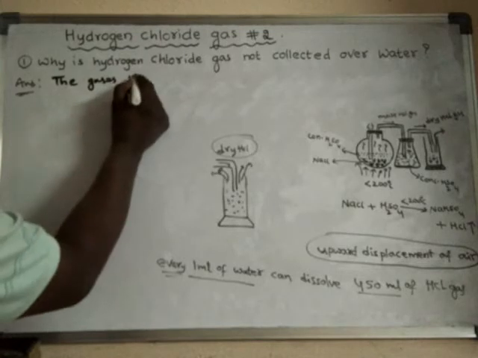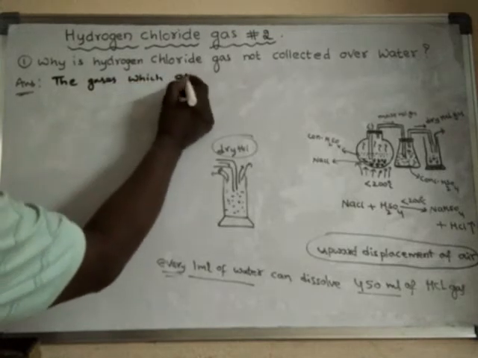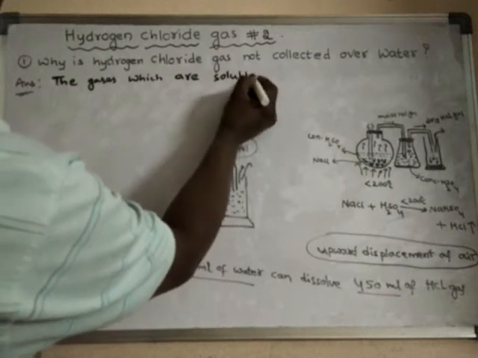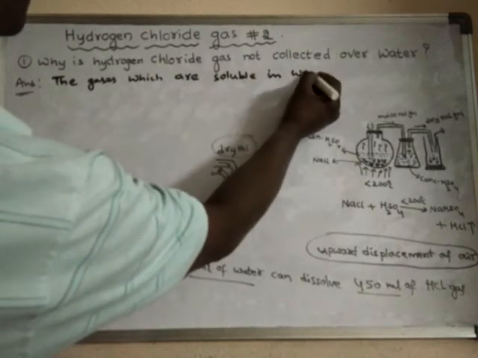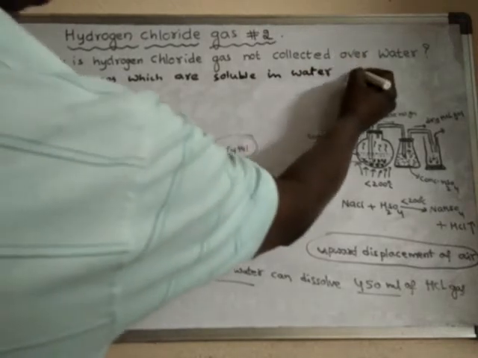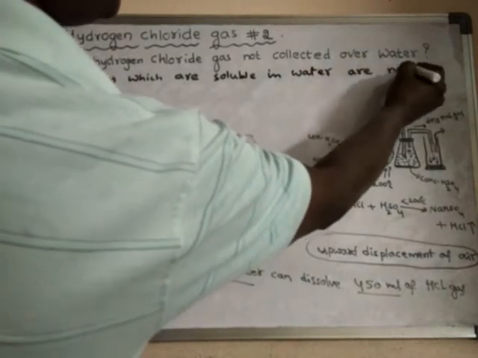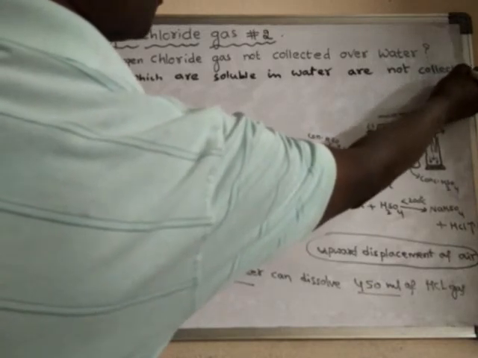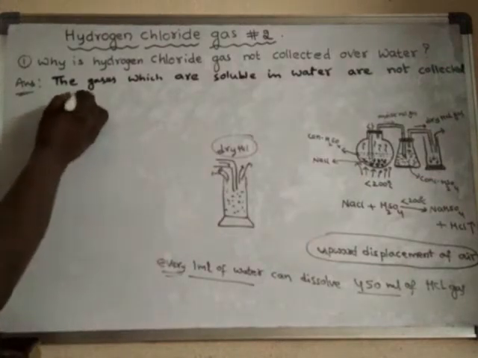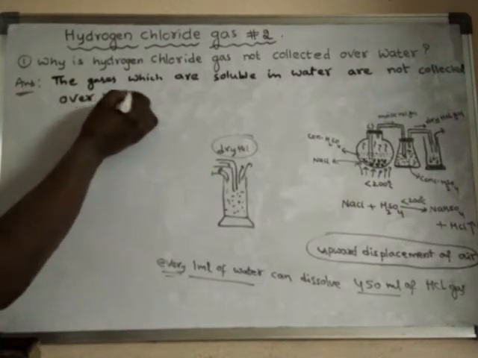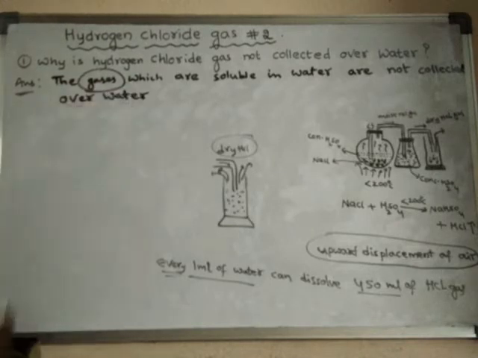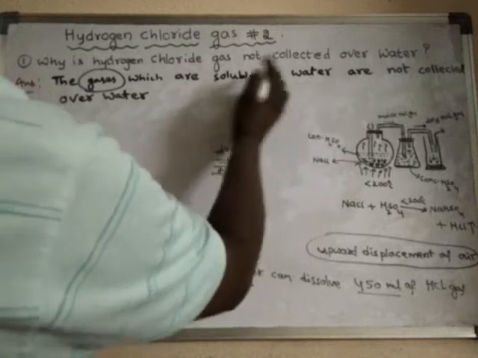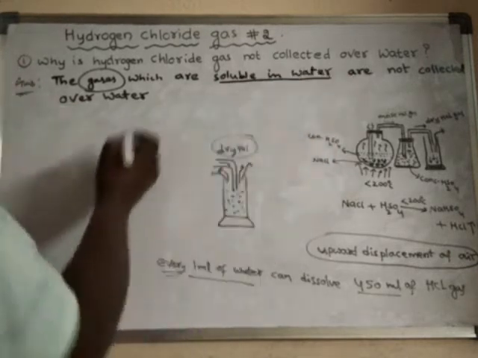The gases which are soluble in water are not collected over water, because we cannot get the gas as it is soluble in water. So those gases we cannot get. Then how to collect such gases?